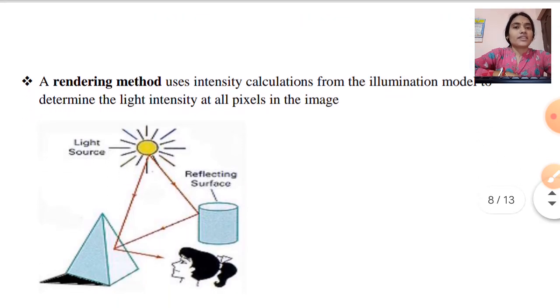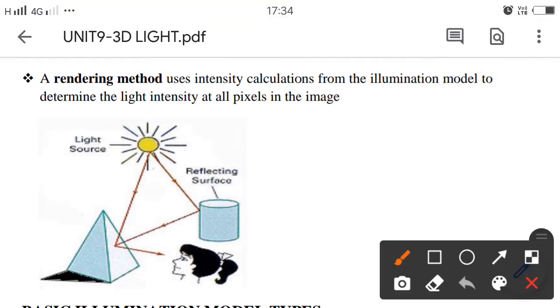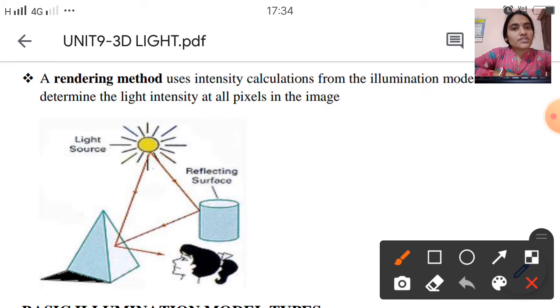That means here in this diagram, the light comes from the sun and falls on the object and on the surface, which is reflected, and the reflection is given on this triangular or prism position. That's why we see this object after reflecting this light. In this way we can see the object.